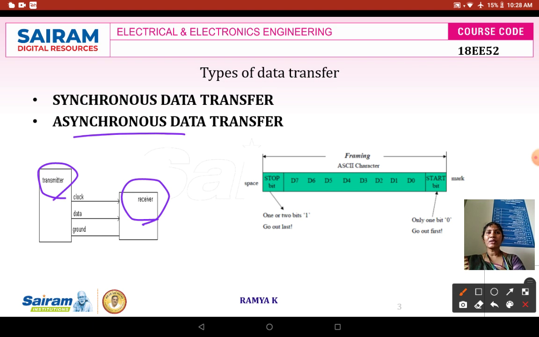In synchronous data transfer, the time taken to transmit the data will be more, whereas in asynchronous, the time taken to transmit the data will be very little. So these are some of the differences between synchronous data transfer and asynchronous data transfer.